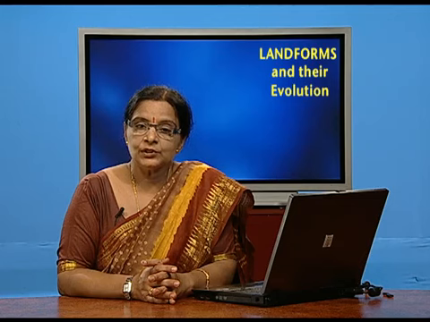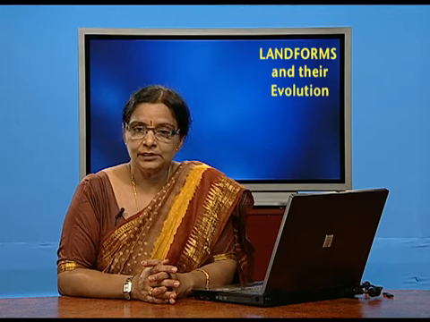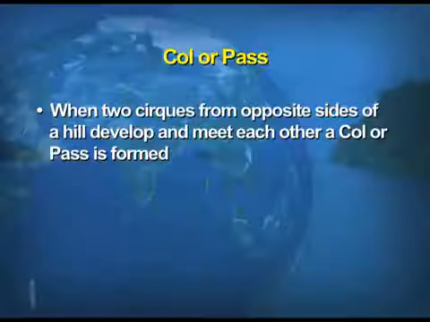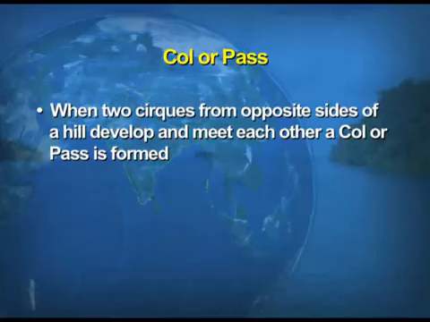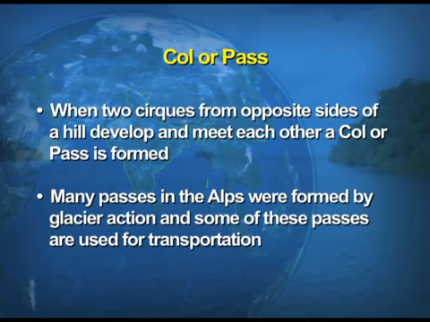Now, the next feature is col, which is also known as a pass. When two cirques from the opposite sides of a hill develop and meet each other, a pass is formed. Many passes in the Alps were formed by glacier action, and some of these passes are used for transportation as well. Alps is a mountain range in Europe.